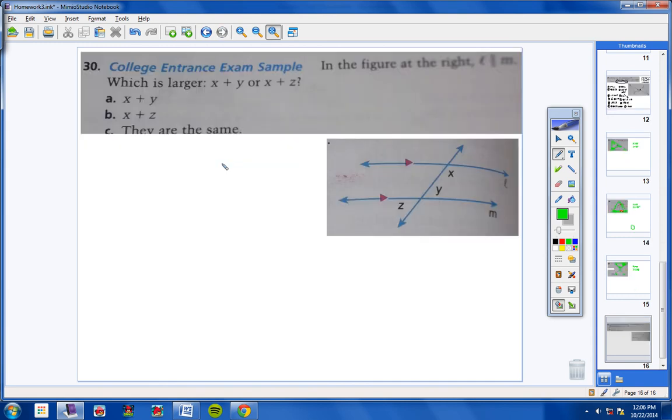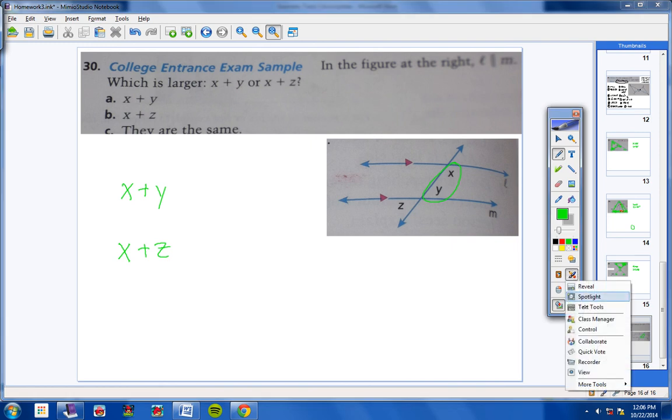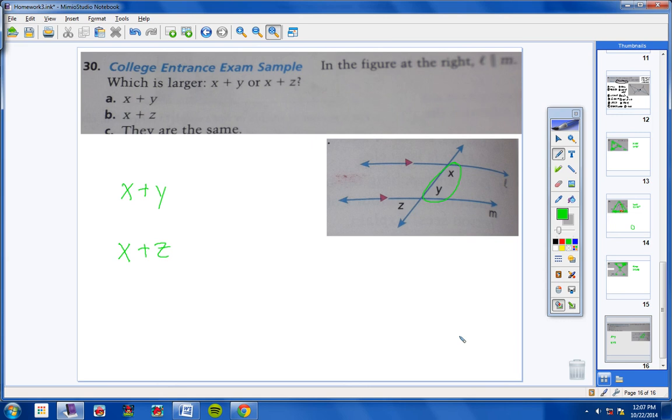All right, number 30, and we're finally finished. Number 30. Okay. L is parallel to M, so this line here is parallel to this line here. What is larger, x plus y or x plus z? Well, let's see. Okay, here we go. Well, we know these two equal 180, and we know that because whenever two parallel lines are cut by a transversal, their consecutive interior angles are supplementary. Okay, and these are consecutive interior angles.